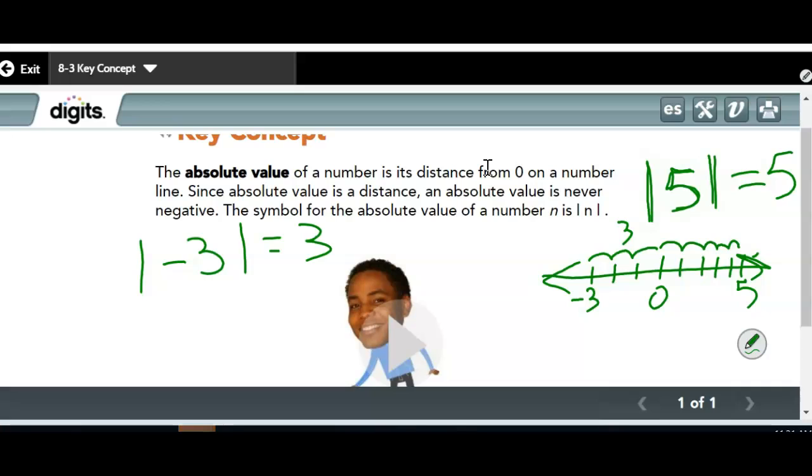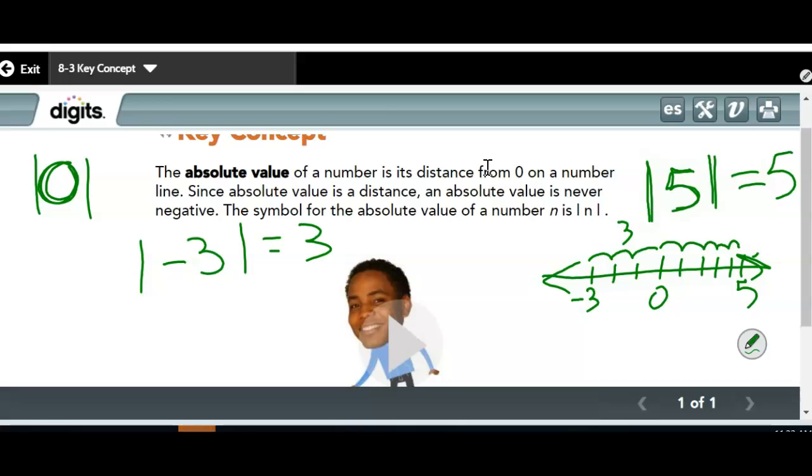Questions? Chris? So, the absolute value is always going to end in a positive number? Yep. Anything inside these absolute value symbols, anything inside of here will always equal a positive number. Okay? Because it's a distance. A distance has to be positive. You can't travel a negative distance.